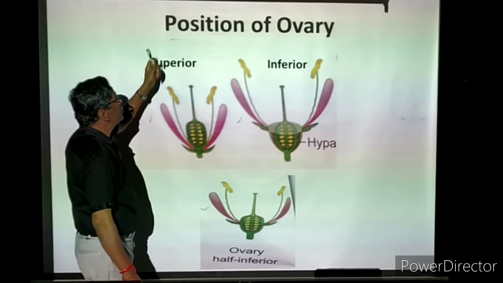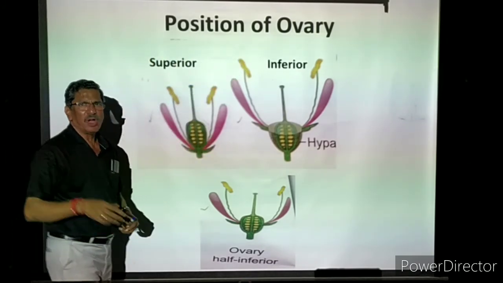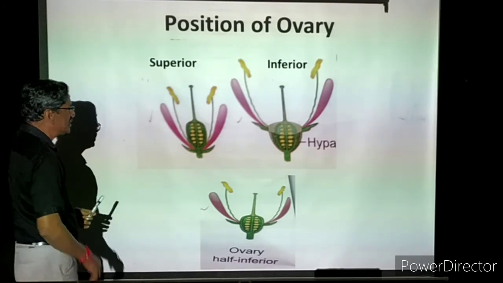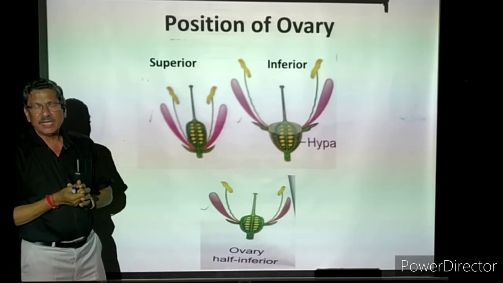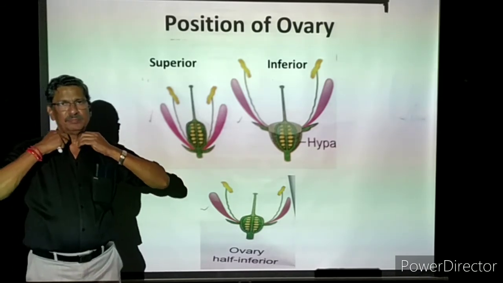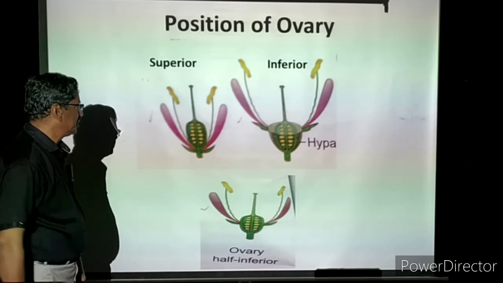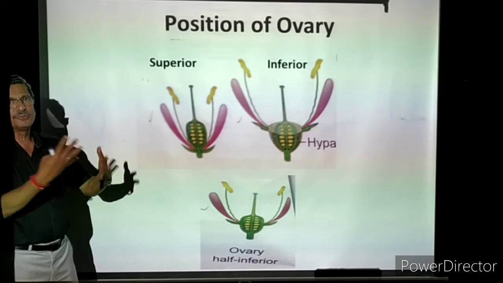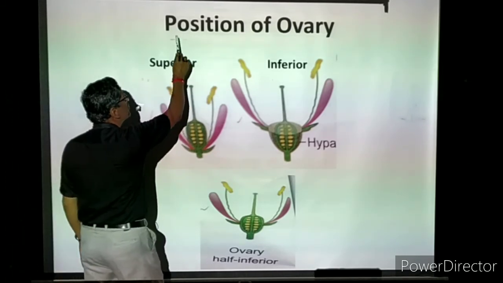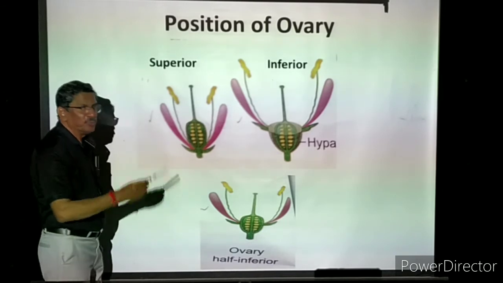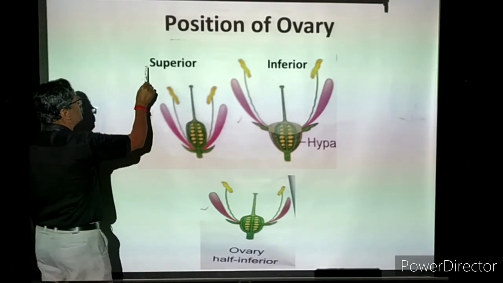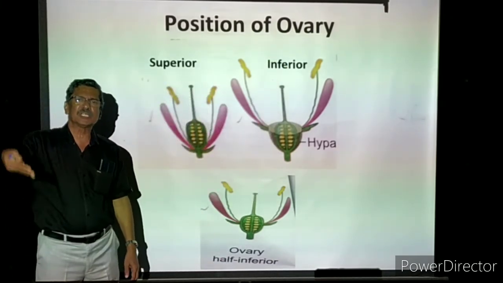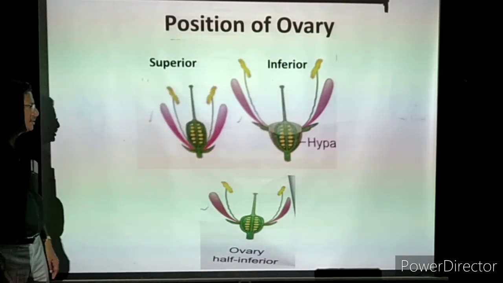Now we are coming to the next one, position of the ovary. On the thalamus, where the ovary is situated. Other floral parts are also there: calyx, corolla, androecium. We have to see the relationship in the position of the four whorls. That is called the position of the ovary. Now superior ovary: the ovary is present above all other floral parts.